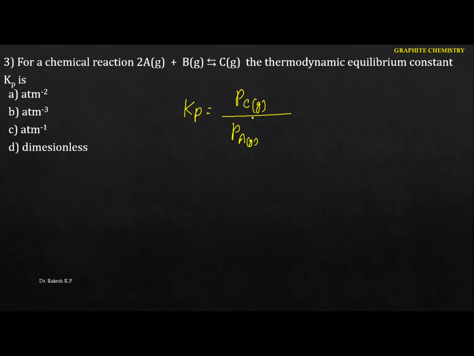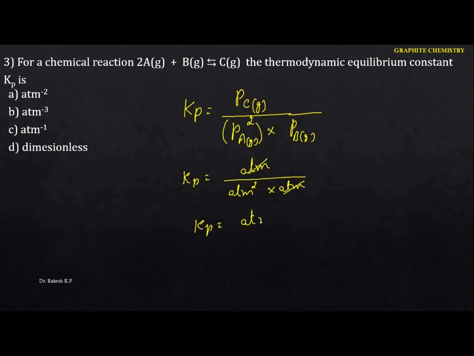Because here we are writing the square, this entire thing, into the partial pressure of gas B. Now I am going to indicate the unit for pressure, that is atmosphere. So here we have atmosphere square, and also we have atmosphere, and this gets cancelled. Hence the Kp becomes atmosphere power minus 2. Hence in this case the option is A.